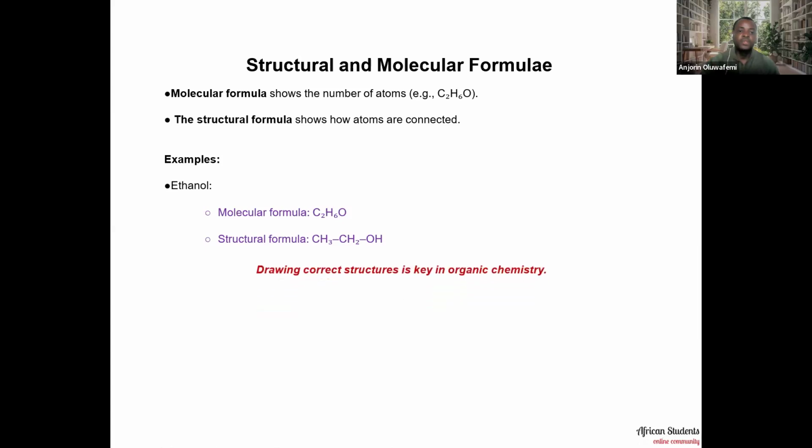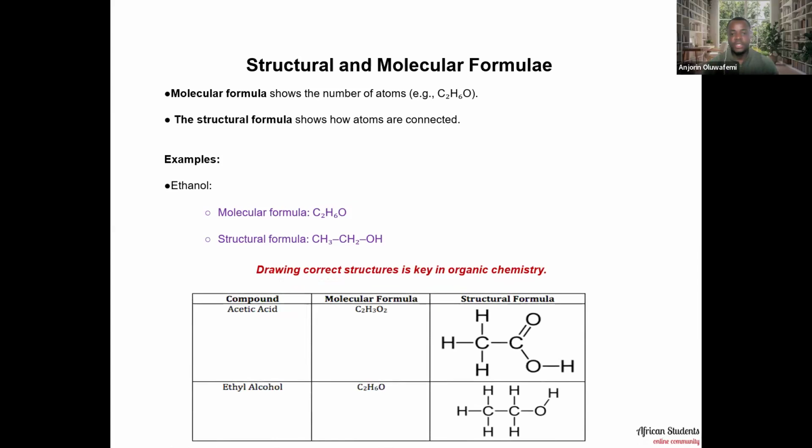Okay, so drawing the correct structure is key in organic chemistry. So you can have this like acetic acid. Acetic acid is another name for ethanoic acid. So when you have acetic acid, which is C2H4O2, this is its molecular formula. But structurally, it is like one carbon bonded to three hydrogen atoms.